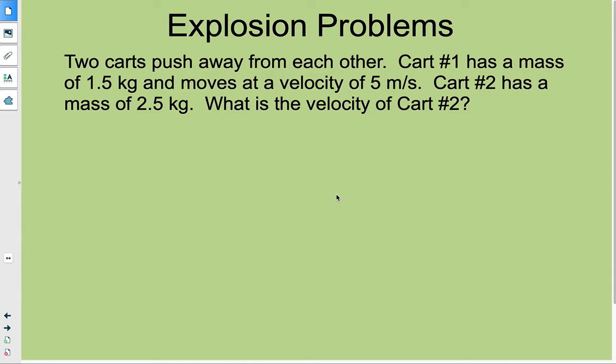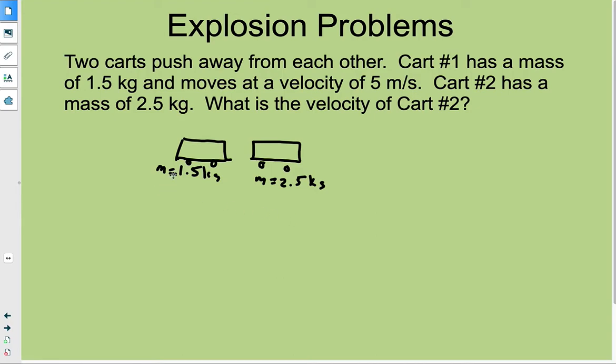So this hopefully should look familiar, right? I have two carts, and they're going to push away from each other. So one has the piston in it, the other one doesn't. So I have cart number 1, and cart number 1 has a mass of 1.5 kilograms. Carts have to have wheels, right? And then I have cart number 2, and cart number 2 has a mass of 2.5 kilograms.